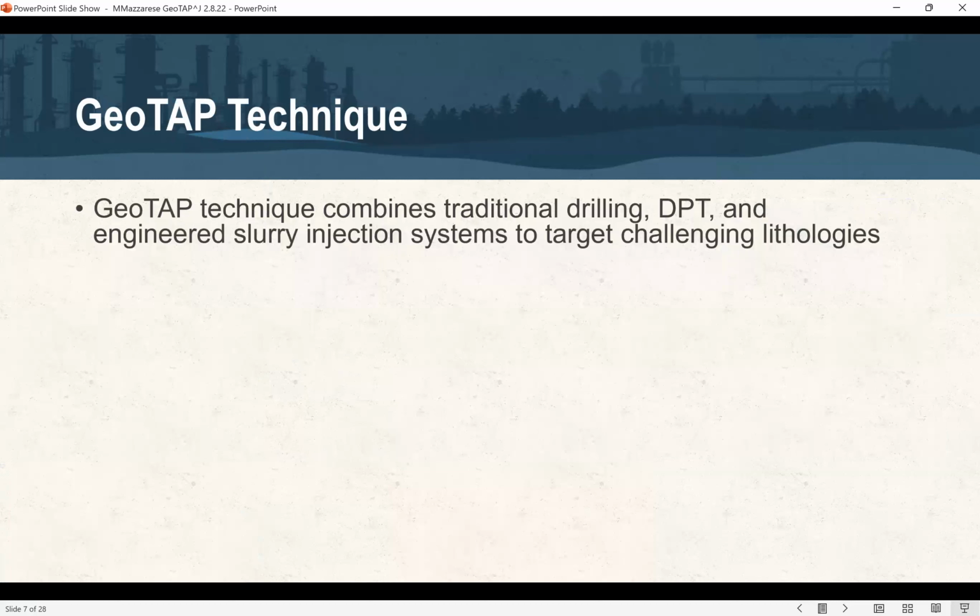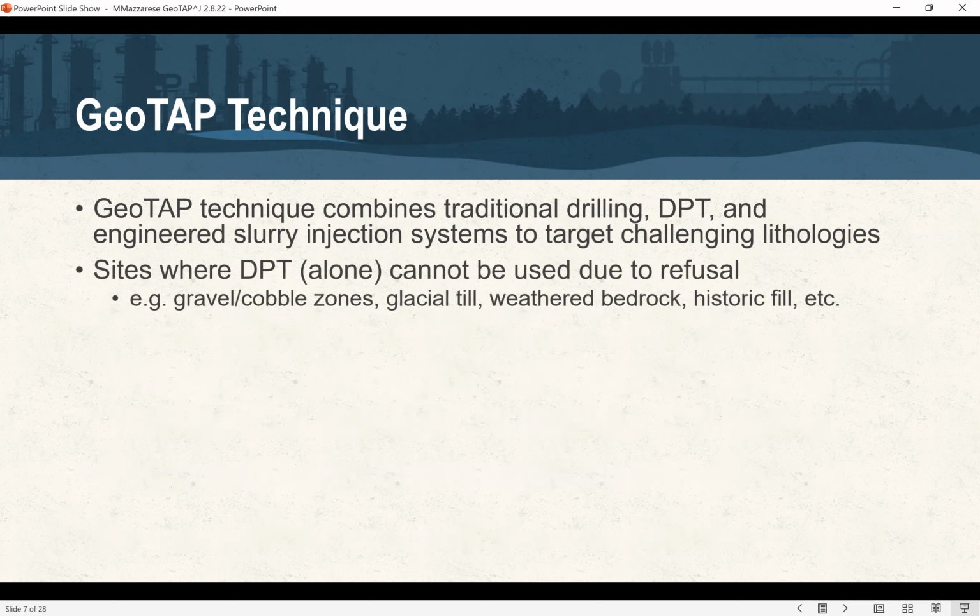All right, so GeoTAP simply combines traditional drilling, such as solid stem augers, and sonic techniques with direct push. Also a really key piece of the process is the slurry injection systems that AST has developed over the last 15 years to be able to inject at the proper flow rates and pressures.